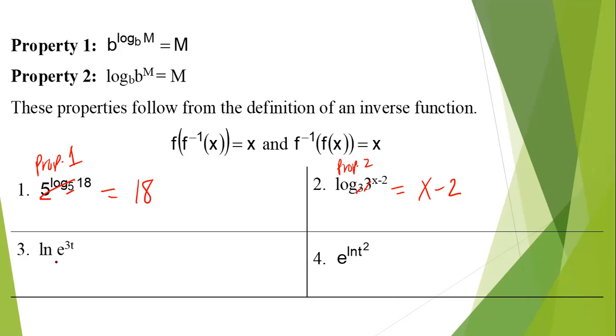Okay, this rule also applies when it's natural log. Just like you're using the inverse of the log in its base, natural log and e are inverses of each other. So when you have the natural log of e, it's going to cancel out, and I'm just left with 3t. If I have e raised to the natural log, same thing, same effect. I'm going to cancel it out, and I'm left with t squared. So this is just a variation of property 2, and this is a variation of property 1.